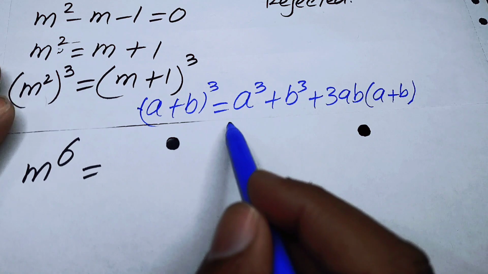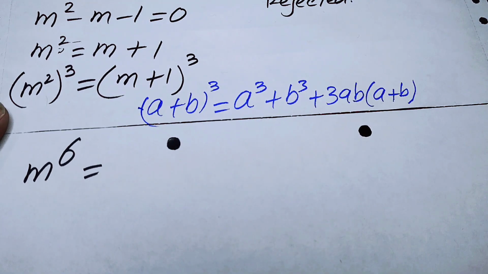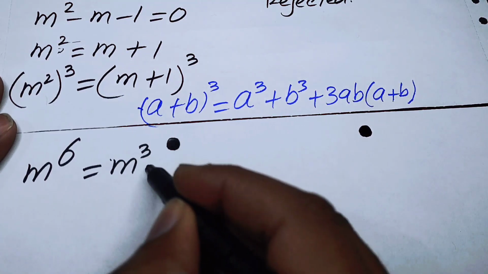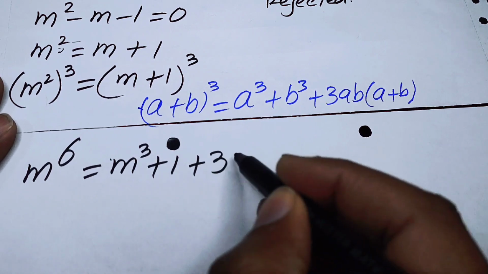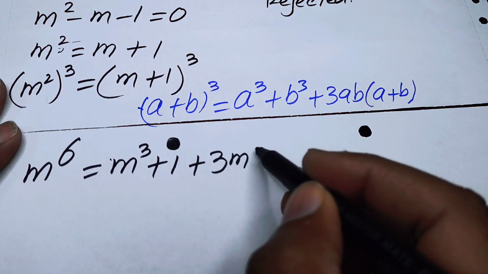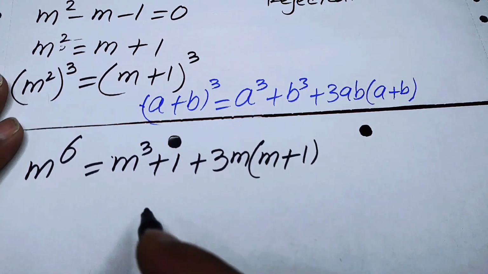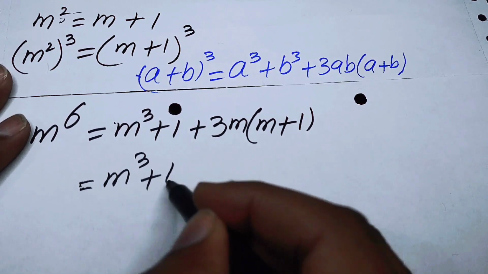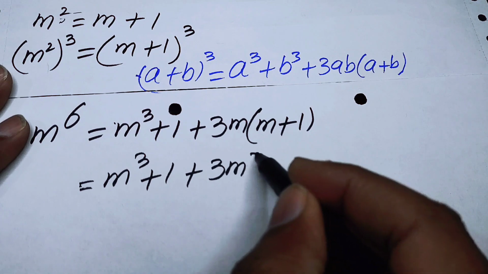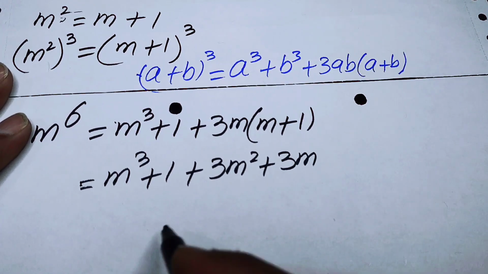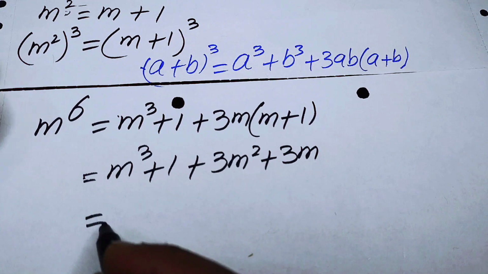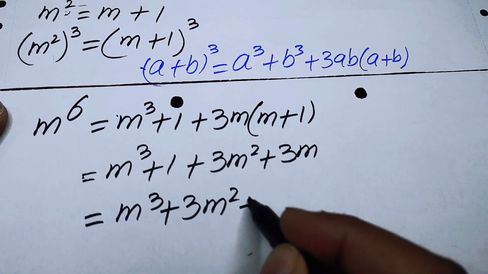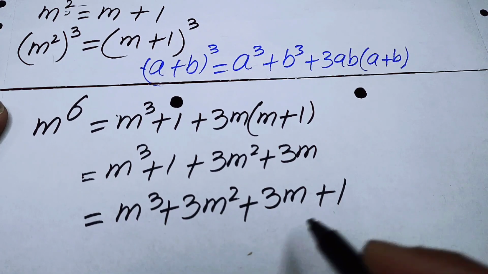Okay, so this is the cubic formula, and we can apply this cubic formula on the right hand side, so that the right hand side becomes m cubed plus 1 plus 3 times m into 1, which becomes m into m plus 1. Now we can simplify this term and we get m cubed plus 1 plus 3m squared plus 3m, and when we arrange the terms, we get m cubed plus 3m squared plus 3m plus 1.